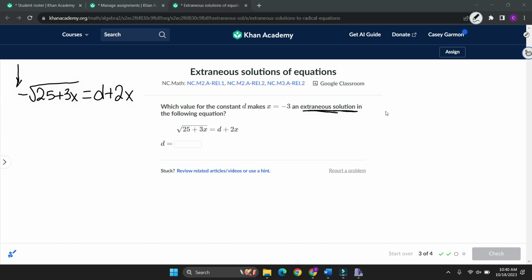Now, how do we solve for d? Well, fortunately, they give us a value for x, otherwise this wouldn't be solvable. They tell us that x is equal to -3. So I'm going to substitute in -3 for our values of x, and then solve for the value of d, which will be the parameter that produces our extraneous solution. All right, so let's go ahead and set that up.